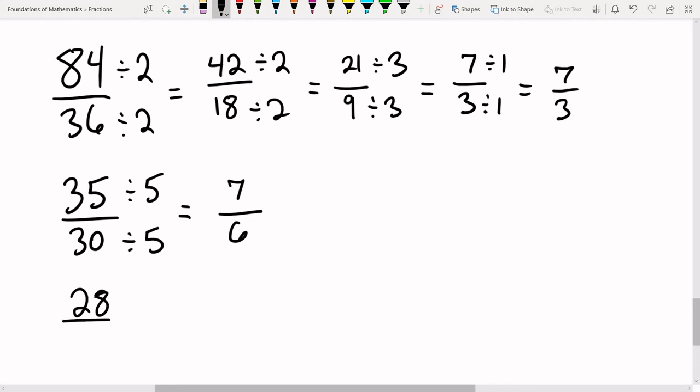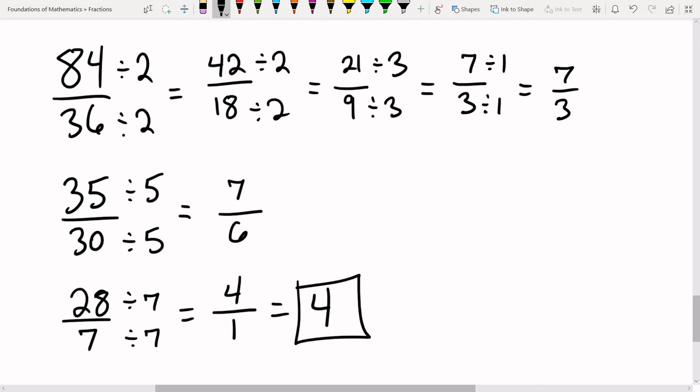Now, 28/7, let's reduce this one. What can go into both of those? 7 can. 28 divided by 7 is 4. And 7 divided by 7 is 1. Now, nothing else can be divided here, especially since we have 1 in the denominator. But 4 divided by 1 is 4. We don't really ever say 4 over 1. There's certain cases where we do, but if you're trying to reduce a number, then this is preferable.